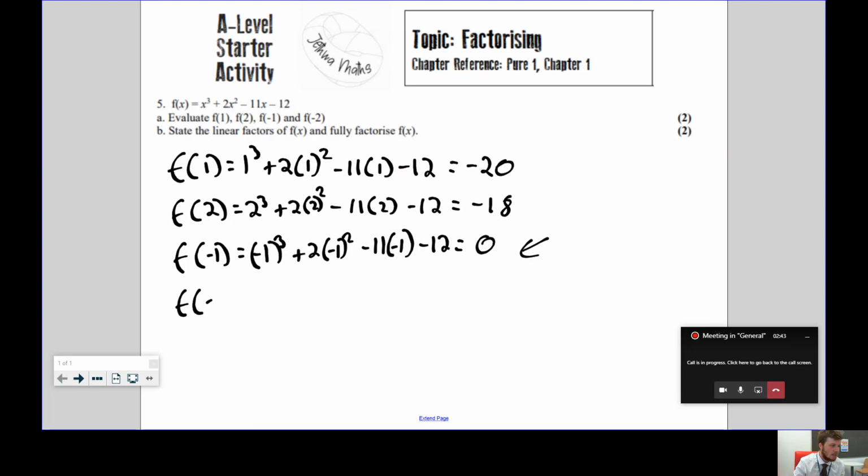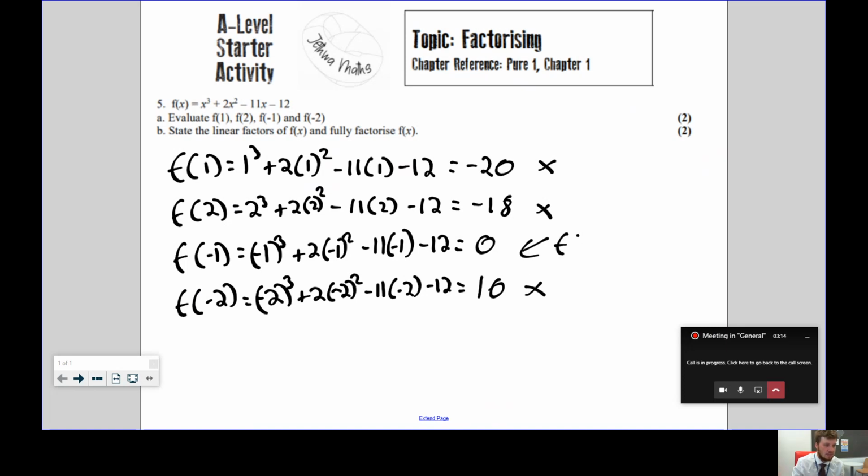And f of negative 2, again, we substitute in negative 2 cubed plus 2 lots of negative 2 squared minus 11 lots of negative 2 minus 12. And that's going to give us minus 8 plus 8 plus 22, 10. So now we've done that, we can evaluate them. So these 3 aren't roots, whereas we know that f of negative 1 is going to be a root.